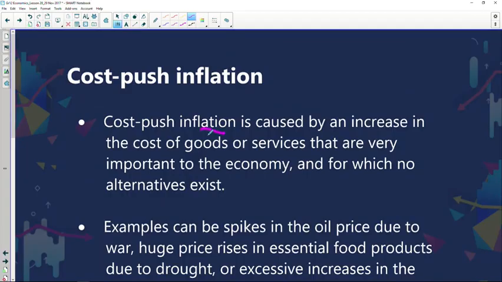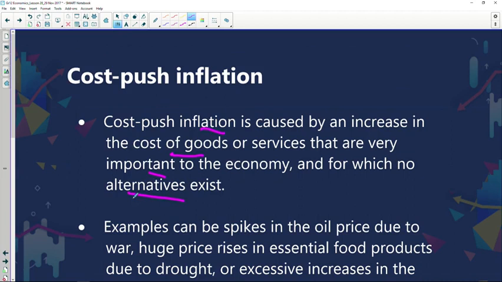So now we are going to move on to cost push inflation. So let's expand on this concept. Cost push inflation is caused by an increase in the cost of goods or services that are very important to the economy and for which no alternatives exist.